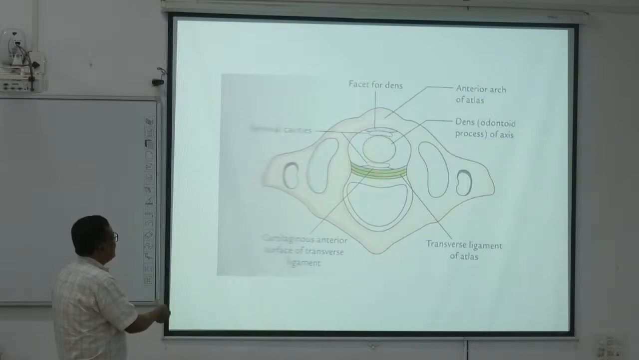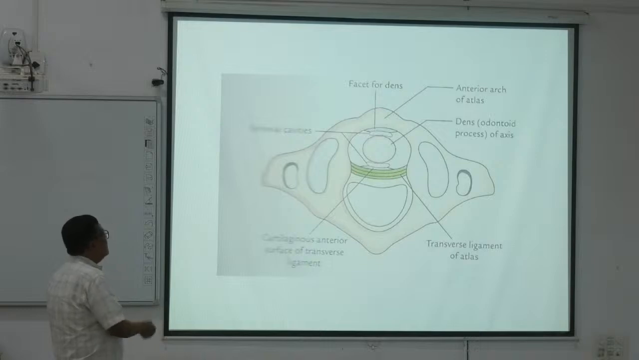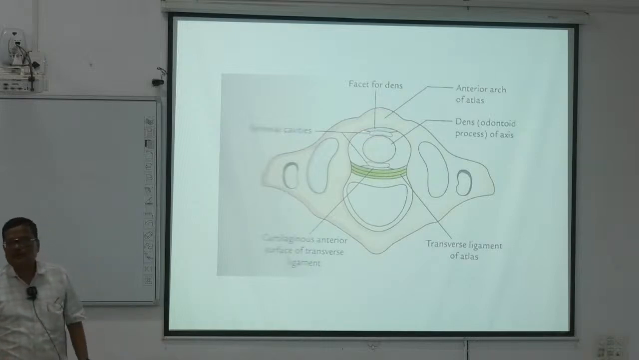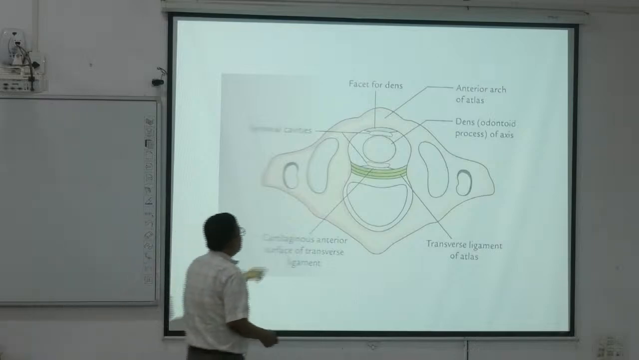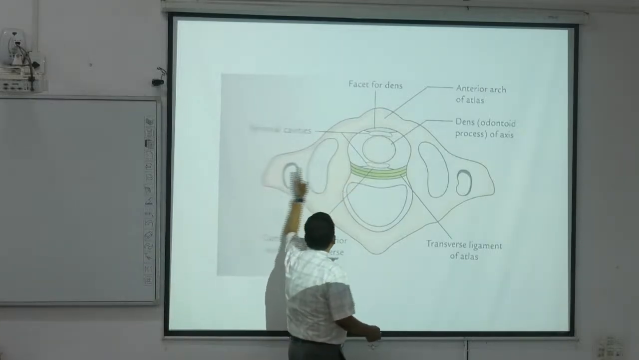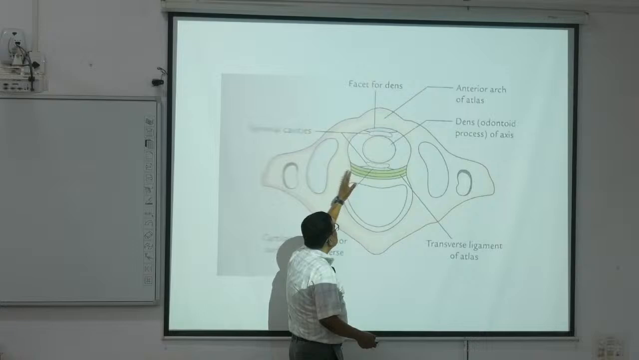So this is the ring. Not the whole is the ring. The ring is formed by the anterior arch of the atlas and this ligament, known as the transverse ligament of the atlas. What is the attachment of the transverse ligament? Right here, the medial surface of the lateral mass of the atlas. It is the lateral surface. This is the medial surface.